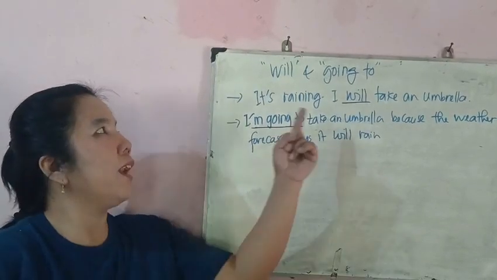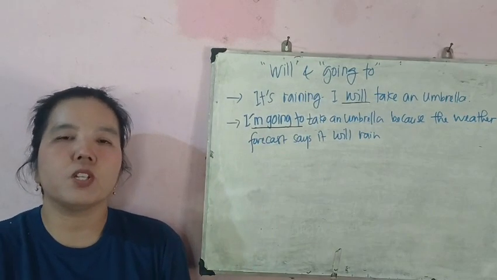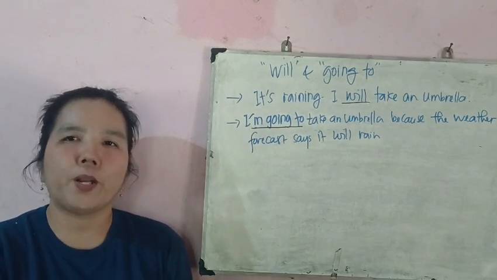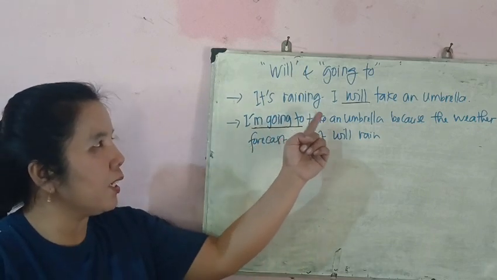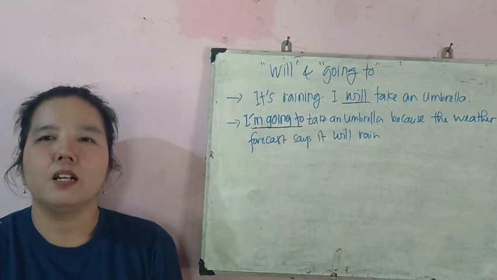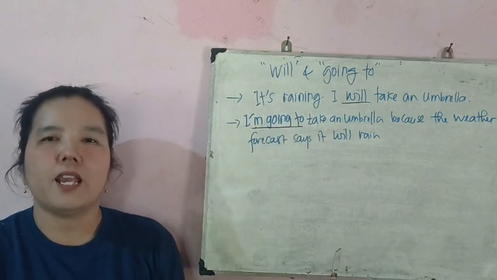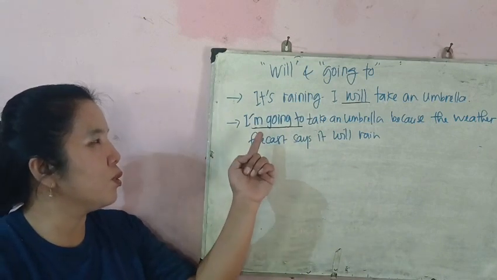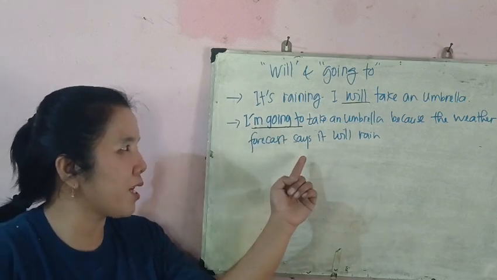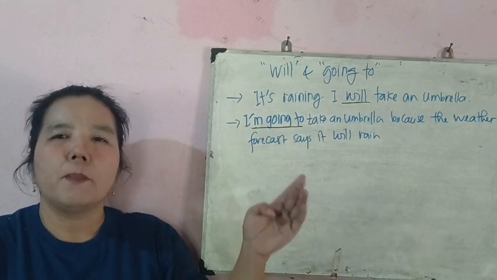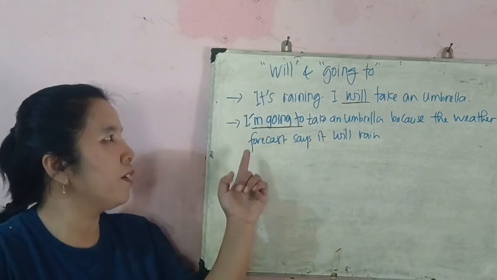Between will and going to. Will we use for spontaneous decisions, promises, or predictions without a strong basis. For example, it's raining, I will take an umbrella. This is a spontaneous decision because it's raining. Next, we use be going to. For example, I'm going to take an umbrella because the weather forecast says it will rain. This is a plan because I already know from the weather forecast.